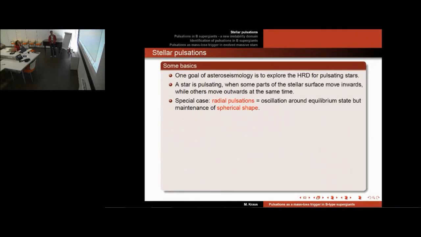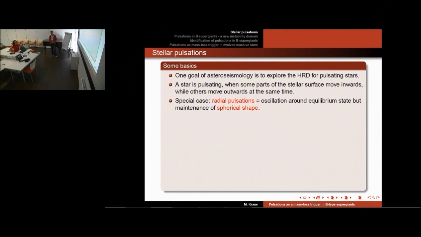Stars are pulsating. That means that they somehow move. I mean, in the surface structure, they move. Some parts are moving out, some parts are moving in at the same time. And a special case of pulsations are the radial pulsations, when the star is just swelling past its equilibrium state and back. So it's expanding and contracting, but it maintains its spherical shape.